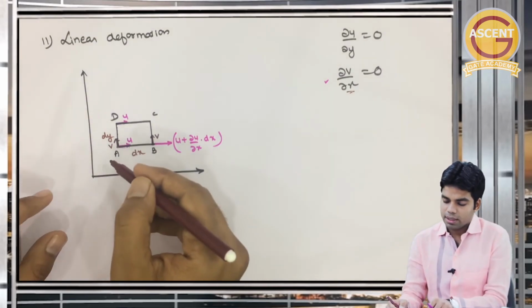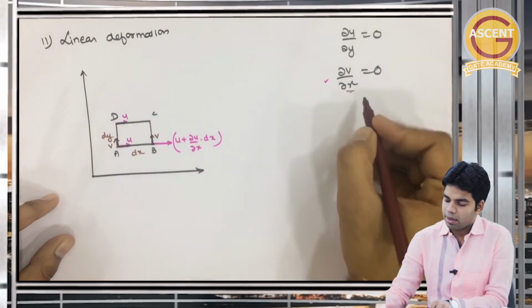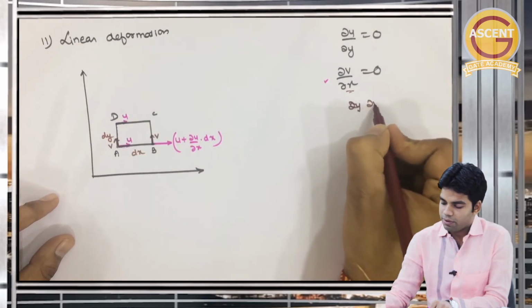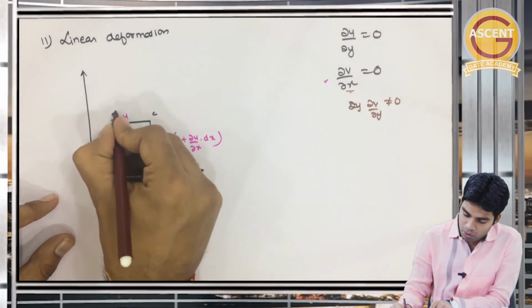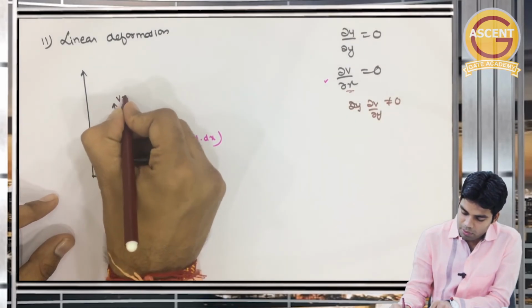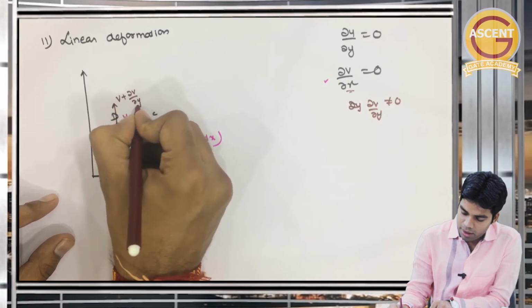But this velocity v is changing with respect to the y-axis. Del v by del y is not equal to 0. That means here the velocity will be more, and here the velocity will be v plus del v by del y into dy.